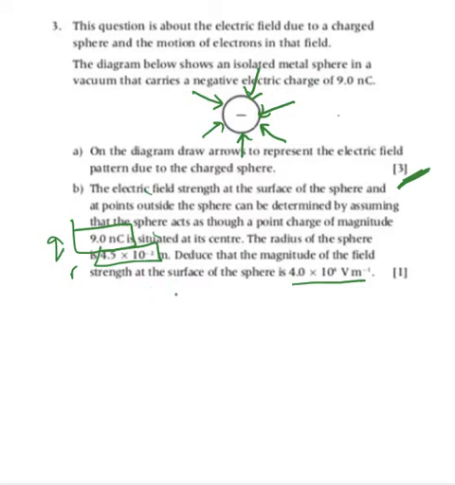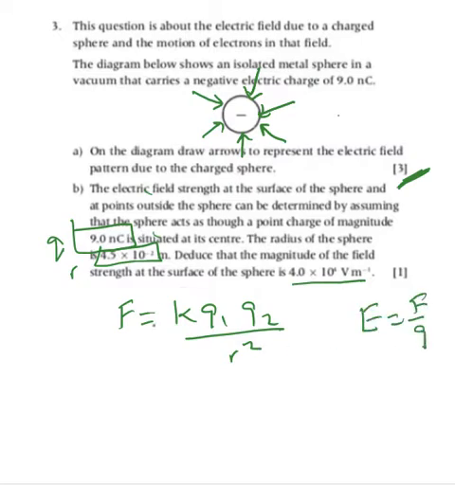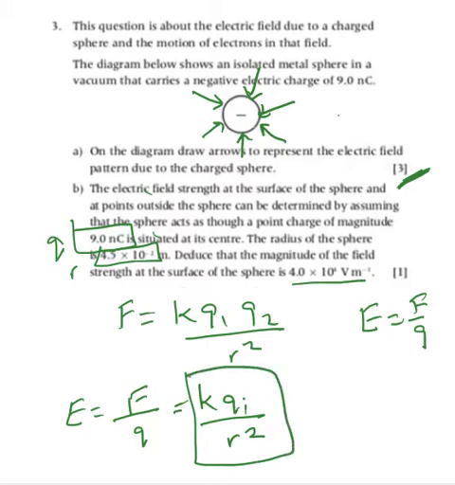So how do we calculate electric field? What do we know? We know electric force, k Q1 Q2 over r squared. We also know E equals F over Q. Now bringing these together, if you want to find E equals F divided by Q, if you divide that by Q, this is what you're going to get. And this actually gives the electric field strength r distance from a charge Q1.